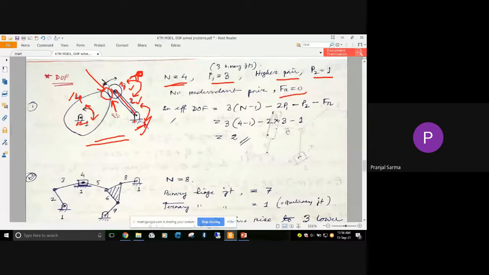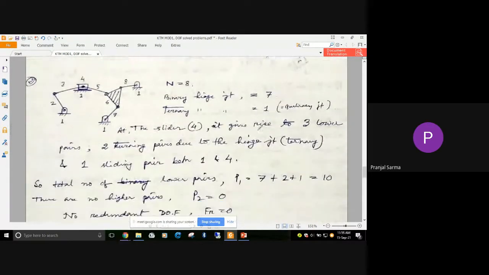After that, the effective degree of freedom, the equation is already known: 3 times (n minus 1) minus 2 p1 minus p2. Putting the values, 3 times (4 minus 1), minus 2 times p1, which is 3, minus p2, as we also have the higher pair equal to 1, and the answer is 2. Similar is the case for others. All of you try this one.